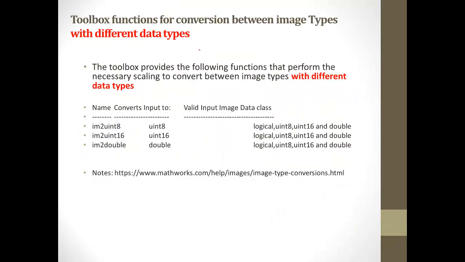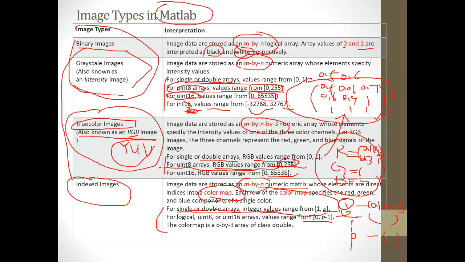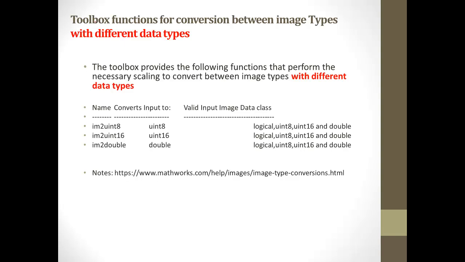So you have so many types. How to convert them into different types? For example, I have an unsigned 8 bits number. How to convert it to unsigned 16? Also, you have a true color image. How to convert from this type to the second type or to the fourth type? Even sometimes you have a gray image. Okay, how to convert to binary image? You have a true color image. How to convert to a binary image? You have an indexed image. How to convert to other types? So first, let's talk about converting the image types with different data types.